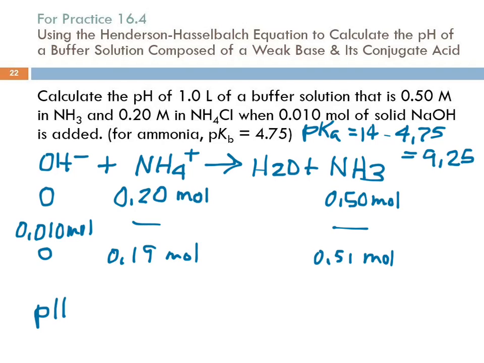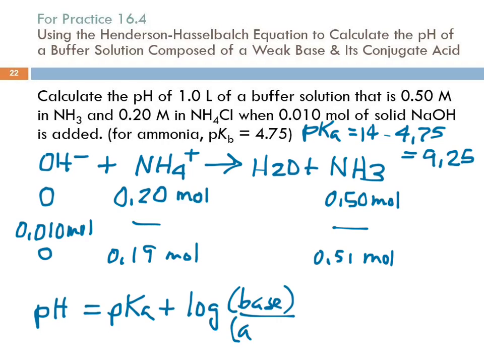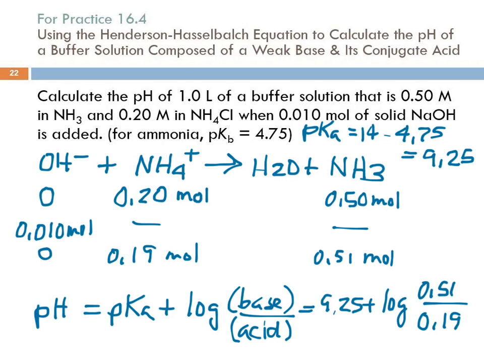So pH equals pKa plus log of base over acid. So we've got 9.25 plus the log of the base, 0.51, over the acid, 0.19, which is 9.68.